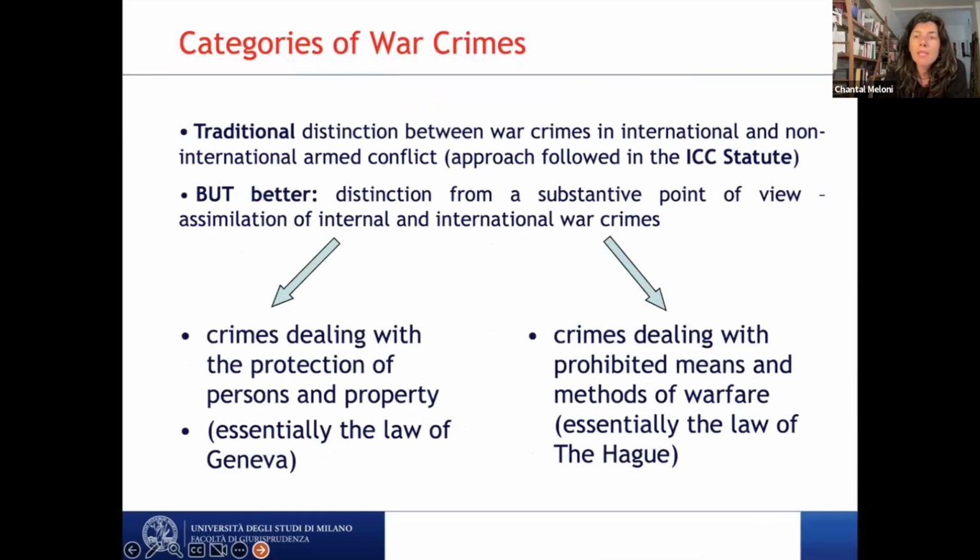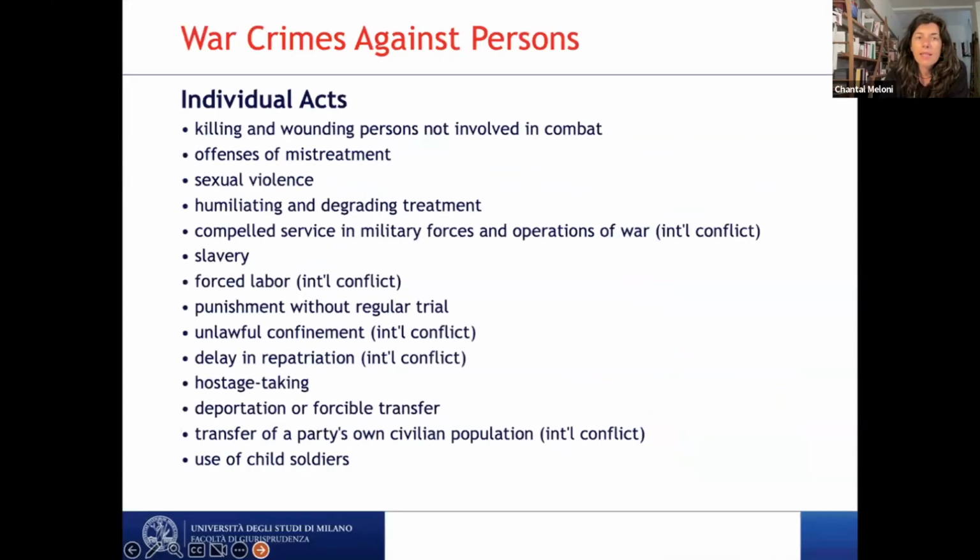So there are war crimes that deal with the protection of persons and property, and crimes that deal with, for instance, the prohibition of certain means or methods of warfare. And here I just skip these slides, but they are in the presentation, so of course you can go back to them. Here I propose, following also the German distinction on these war crimes, a different categorization.